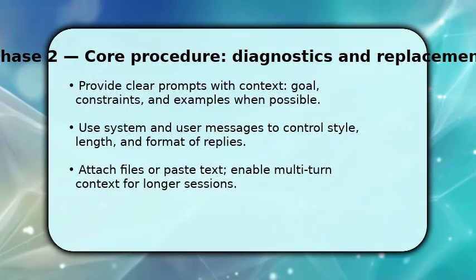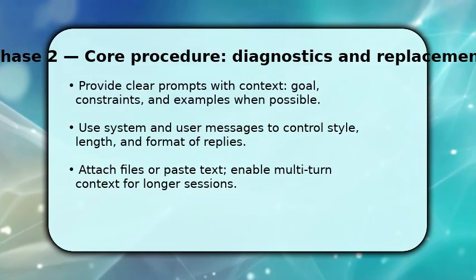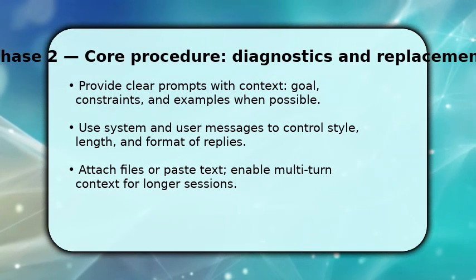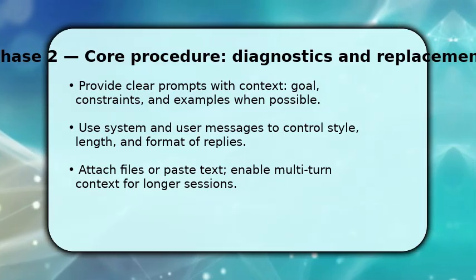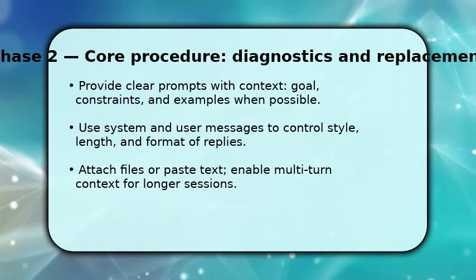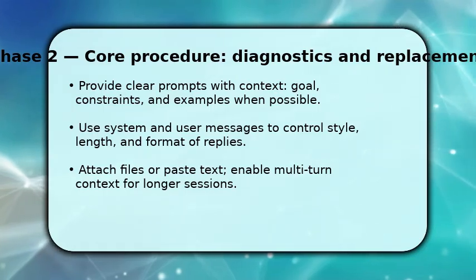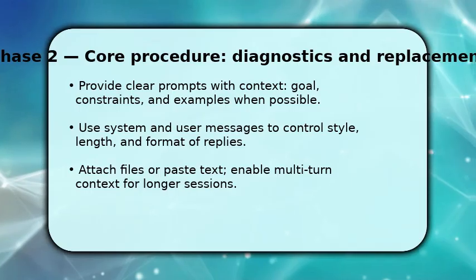Now, craft your prompt. Say what you want, list constraints, and add a short example so the model understands format and style. You'll combine system and user messages to enforce tone and output length. For instance, tell it to reply with bullet lists or code blocks.